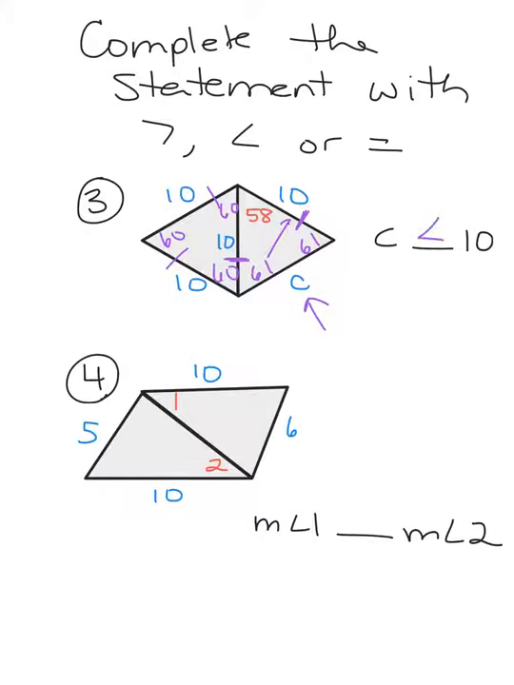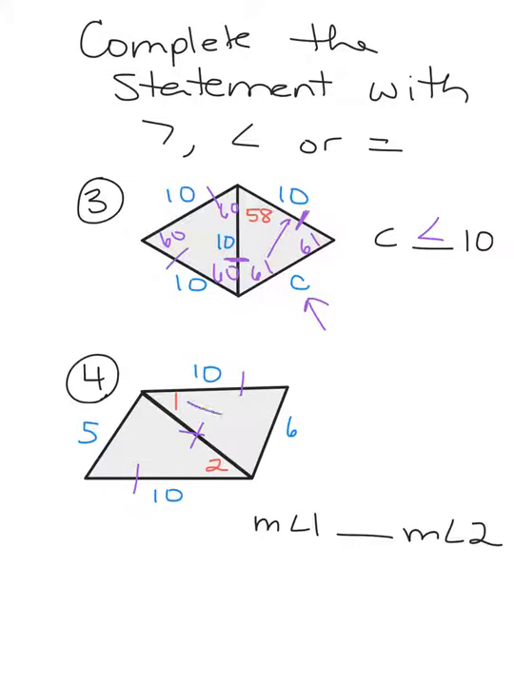In number 4, again, I have a diagram that's marked. And I know here I have, let's compare a couple pieces. I have 10 is obviously congruent to 10. And there's my congruent reflexive piece in the center. So I have two sides that are congruent. So now I'm comparing the measure of angle 1 and the measure of angle 2.